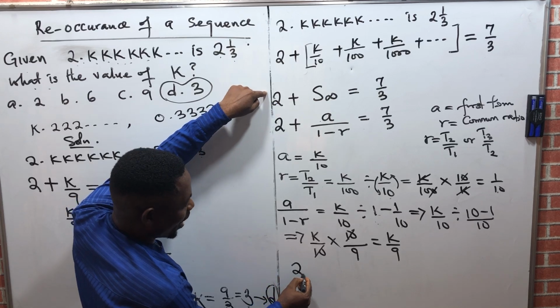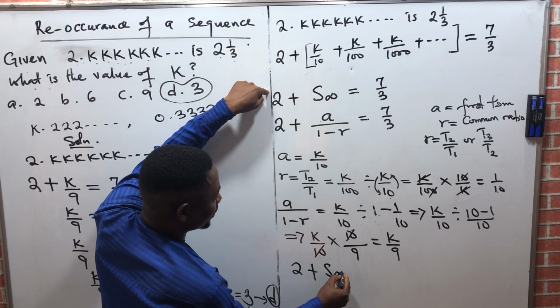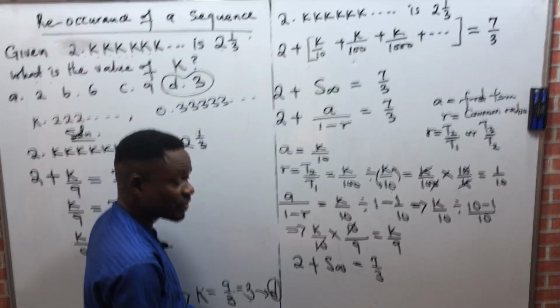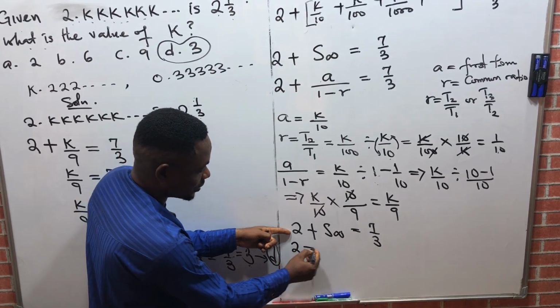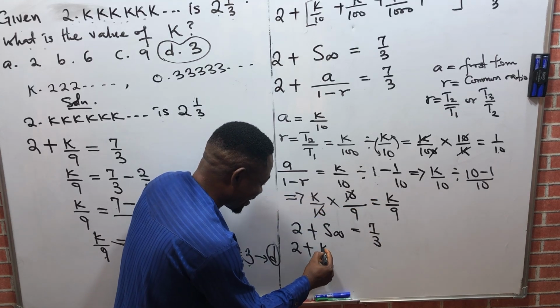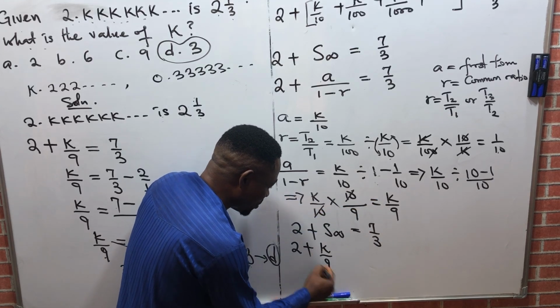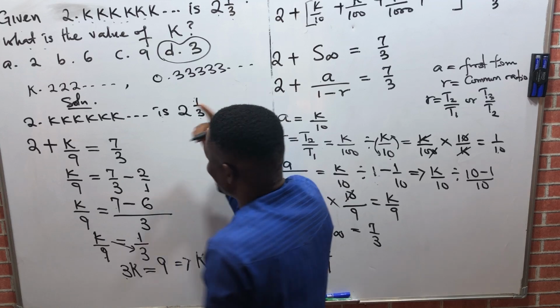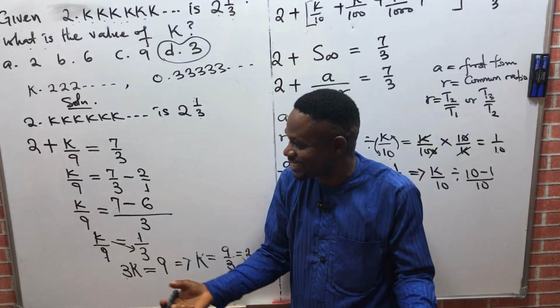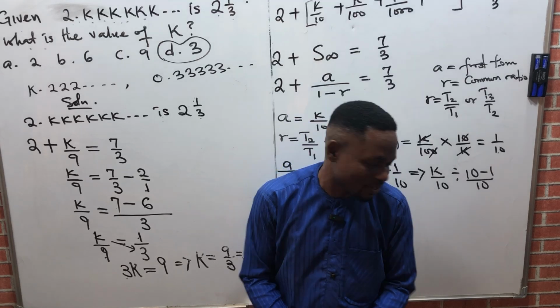Watch. This is 2, right? Plus the sum to infinity, then equal to 7 all over 3. Life is easy. Then we can have 2, right? Plus, what is the sum to infinity? That is the K we are talking about. K over 9. I want you to watch. Here is K over 9. Let's go back here again. What is here? K over 9. Can you see?